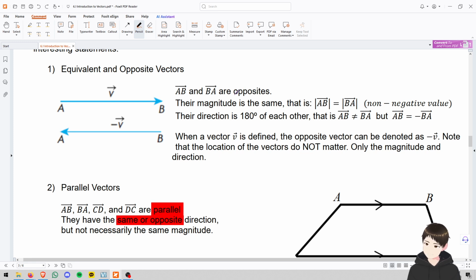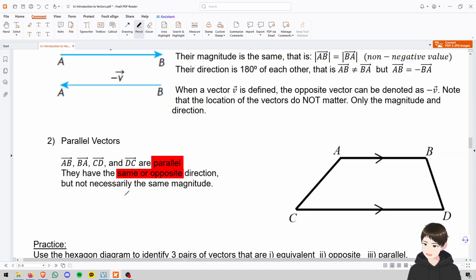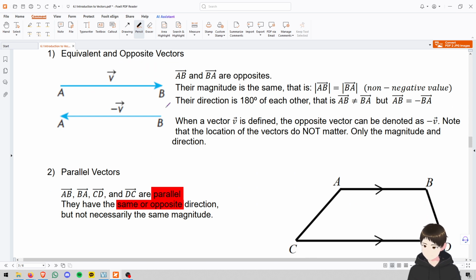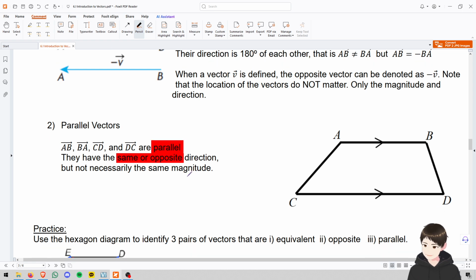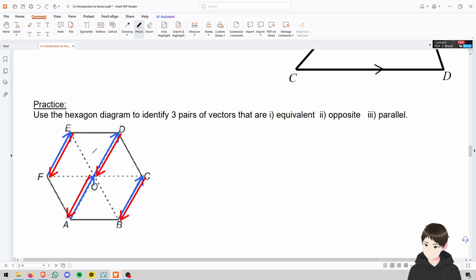Just to be clear, opposite means the magnitude is the same, but the direction is not. Just because the direction is opposite doesn't mean that they are opposite. If they are opposite in direction, but the magnitude is not the same, they're just parallel. If you state that it's opposite, it implies that the magnitude is the same. Please make sure you know the difference. So these are in fact parallel. The blues and the reds, they are all parallel to each other.